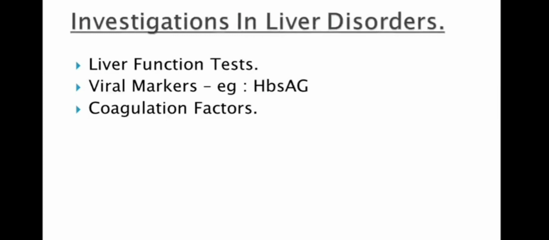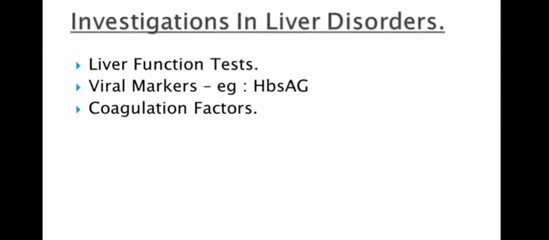hyperbilirubinemia. This hyperbilirubinemia can be congenital or non-congenital. Congenital hyperbilirubinemia is of many types, like Gilbert syndrome and many other diseases. But in that congenital hyperbilirubinemia, the direct bilirubin will be within normal limit, that means 0.54 milligrams per deciliter or below, and the indirect, the unconjugated, will be more. So that is about the excretory function.